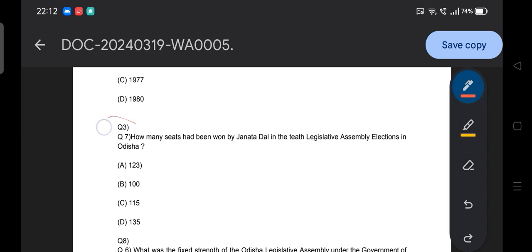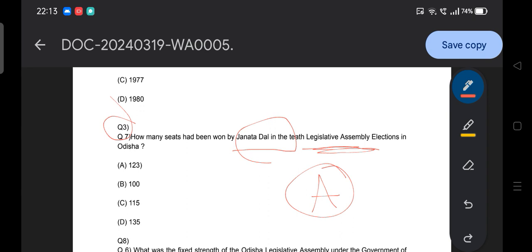Then next question, question number 3: how many seats were won by Janata Dal in the 10th Legislative Assembly election in Odisha? Option A 123, B 100, C 115, D 135. So the answer of this question is 123.